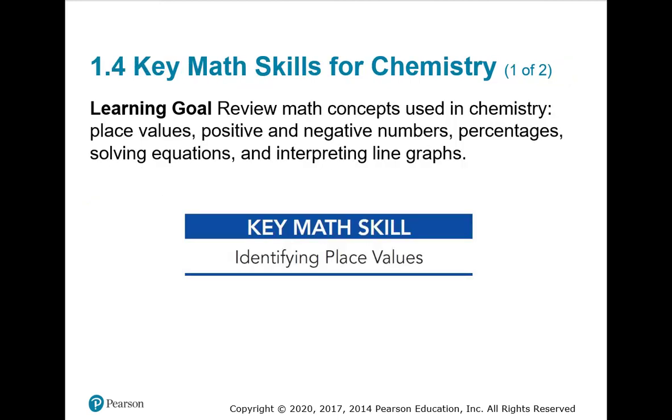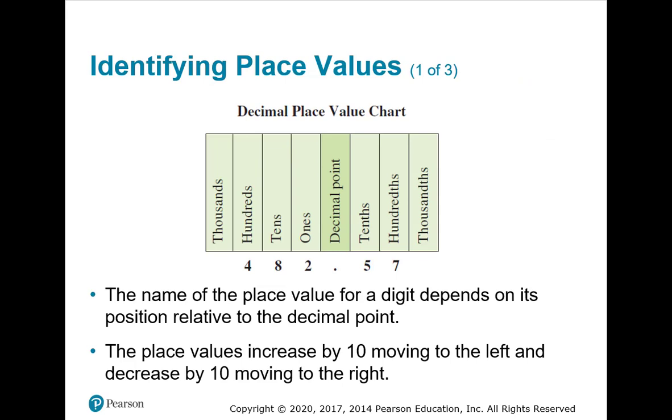Let's look at section 4, key math skills for chemistry. Our learning goal is to review math concepts used in chemistry, like place values, positive and negative numbers, percentages, solving equations, and looking at line graphs. We are going to be working on identifying place values. If this is where a decimal point is, to the left of the decimal point, we have our ones, our tens, our hundreds, and our thousands. So this would be 482.